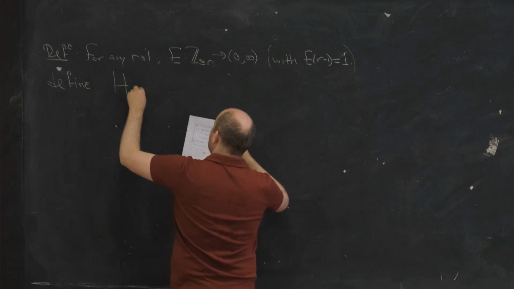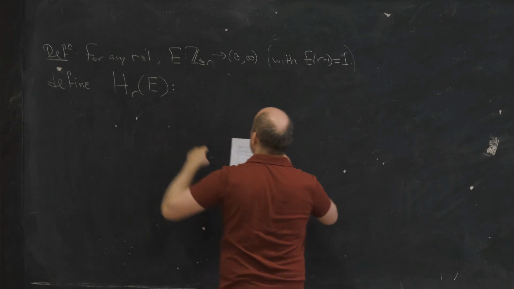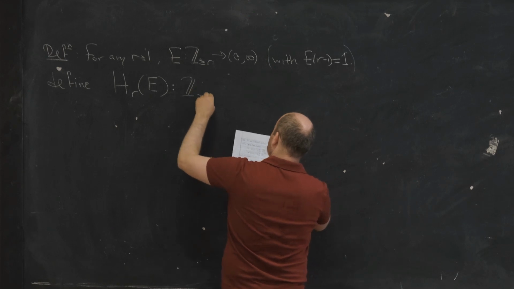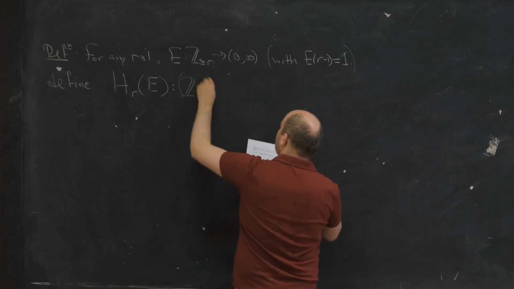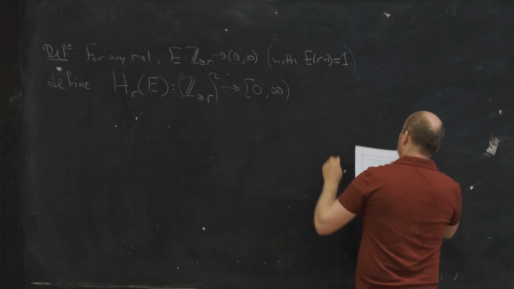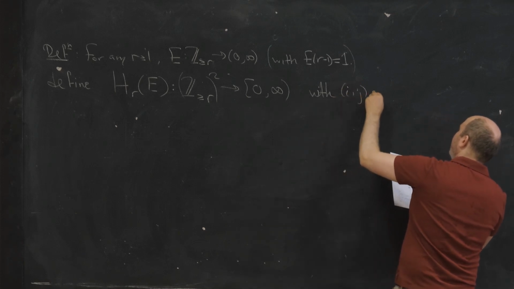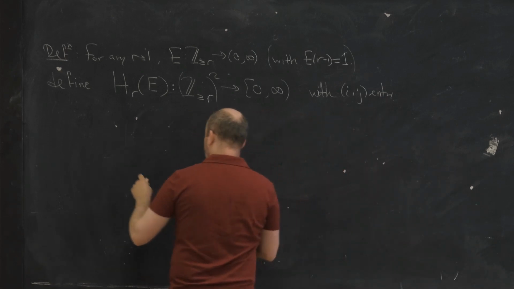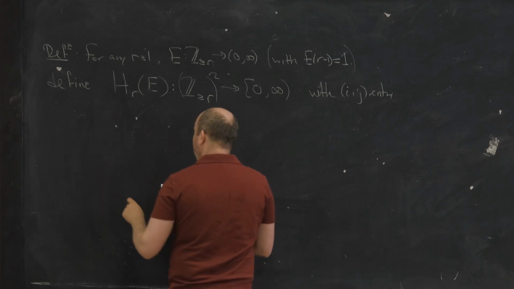Define a matrix H sub r of E. So it's a matrix that depends on the function E, and it's going to take arguments which are in z bigger than or equal to r squared, and it will return numbers that are between 0 and infinity. The way that this matrix is defined is that the ij entry is given by the following partition function. Let me explain, I'll give a drawing and then I'll explain what it means.